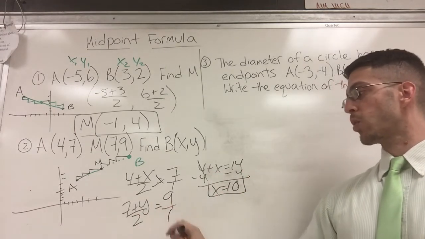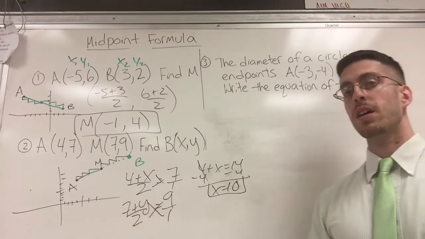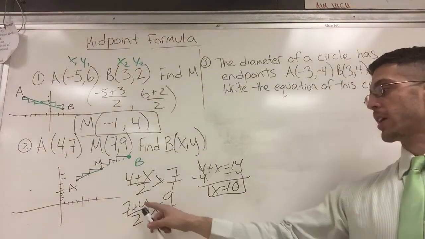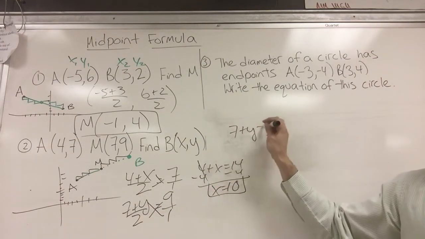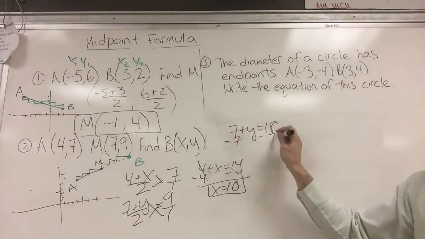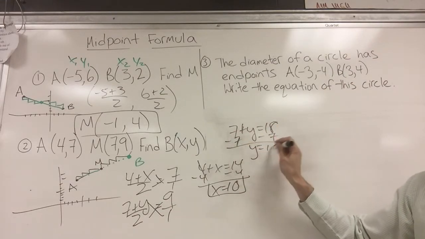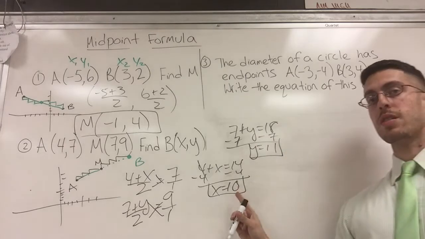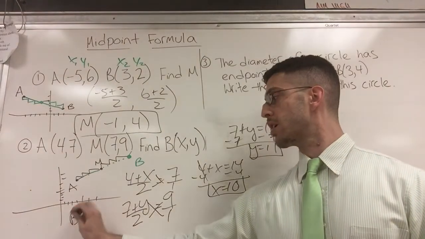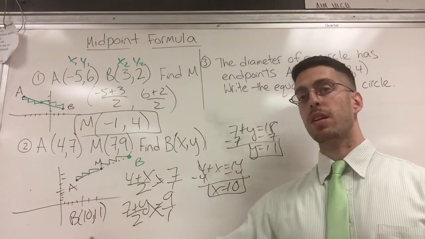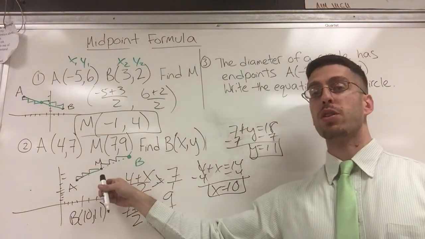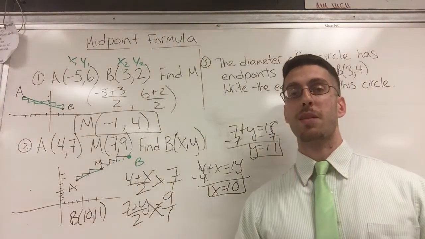Now, same thing here, put the 9 over 1, cross multiply. So I got 7 plus y equals 18, right? 9 times 2 is 18. Subtract 7, y equals 11. So my answer is 10 and 11. So B is 10, comma 11. And I kind of already knew that just by counting boxes. So you can solve it geometrically, you can solve it algebraically, you should get the same answer.